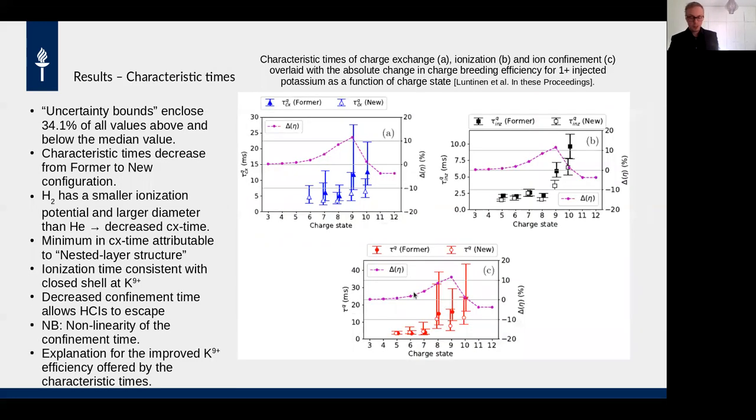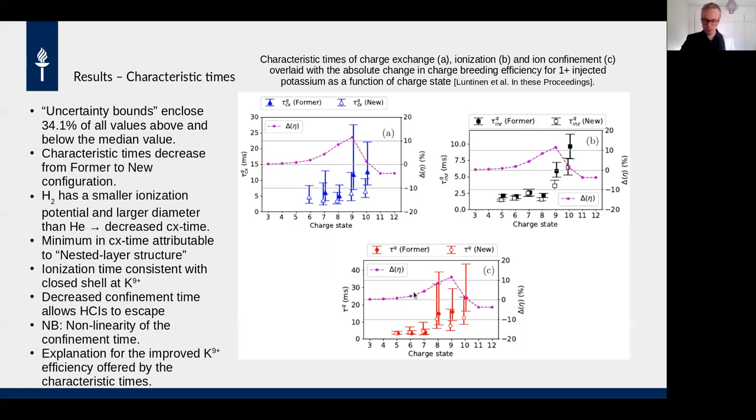Finally, we plot the characteristic times of charge exchange, ionization, and ion confinement, which have been calculated in each point within the solution sets. Because the solution set encompasses a wide range of possible electron densities and average energies, we also obtain a distribution for the characteristic times. This is why the uncertainty bounds drawn on the figures here are not to be interpreted as traditional uncertainty bounds arising from the measurement.